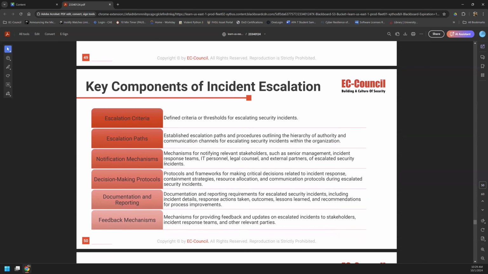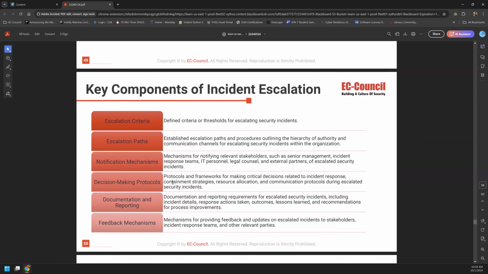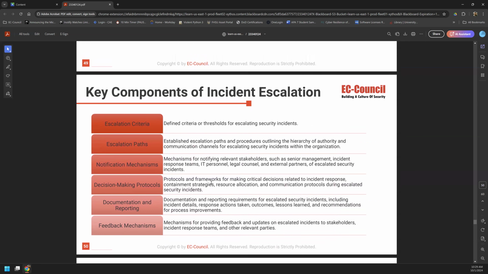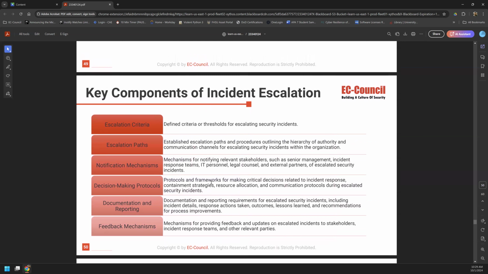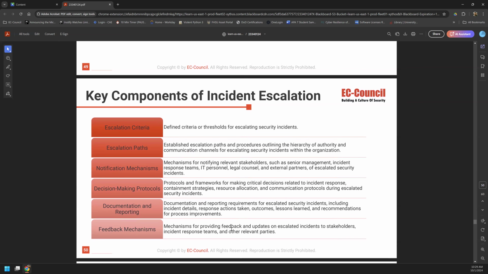So defining when things should be escalated and the path at which they should be escalated, being able to determine what kind of containment strategies, what kind of resources you're going to be allocating to that, and communication protocols during that time. Again, with the same feedback mechanisms, making sure that you're updating people, particularly the stakeholders or incident response teams and any kind of relevant parties. A lot of times this could involve law enforcement, et cetera, depending on what's going on.